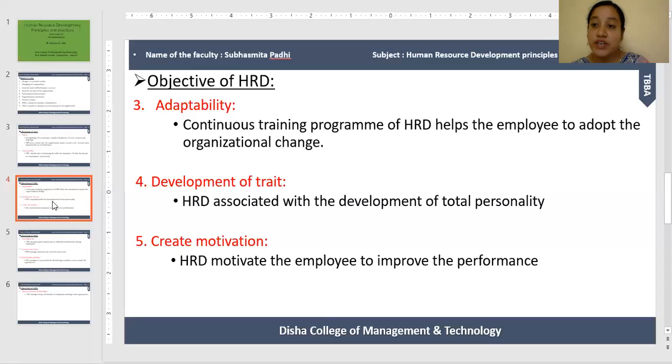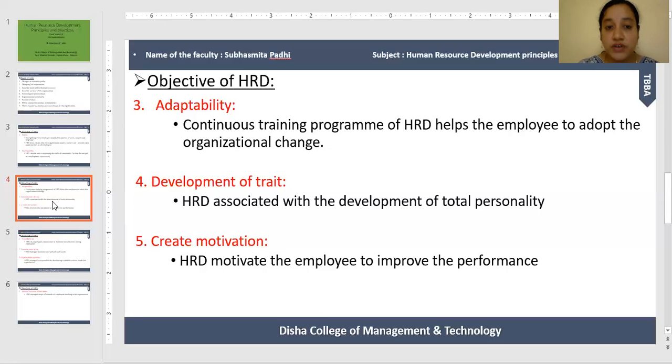First, it starts with various methods like performance appraisal and potential appraisal. After identifying the employee's potentiality and performance level, it can develop various developmental programs for that employee, so that the employee's knowledge, skill, and capabilities can be improved. And through the various HRD techniques, the employee is able to sharpen his knowledge and update himself with the latest things. So development of trait is also a main objective of HRD.